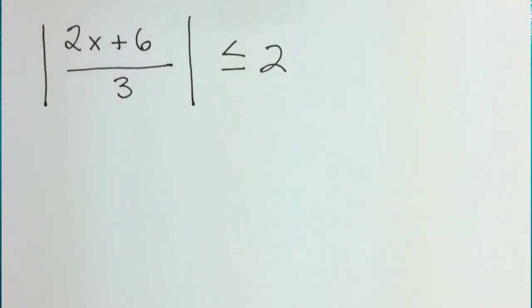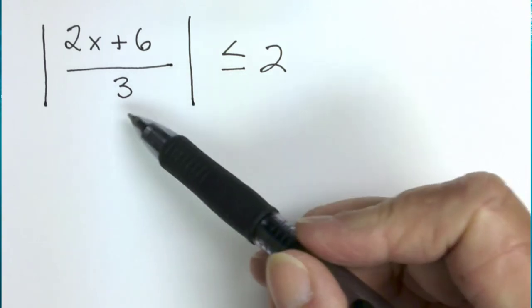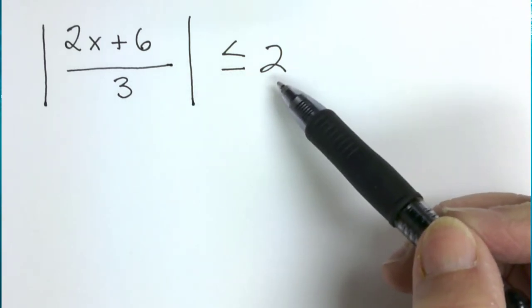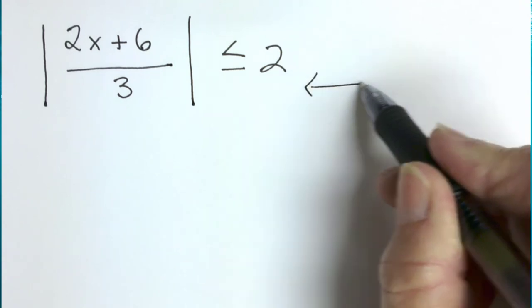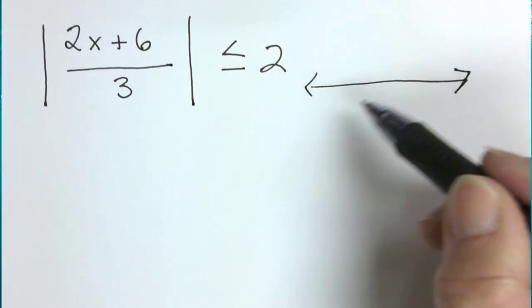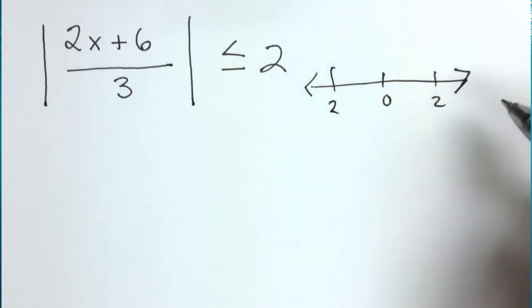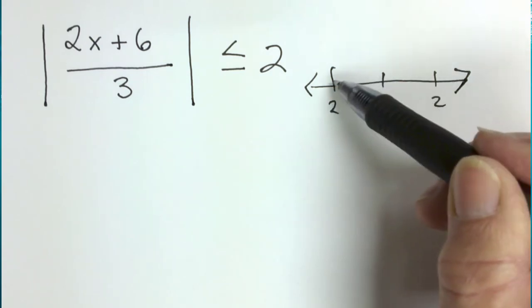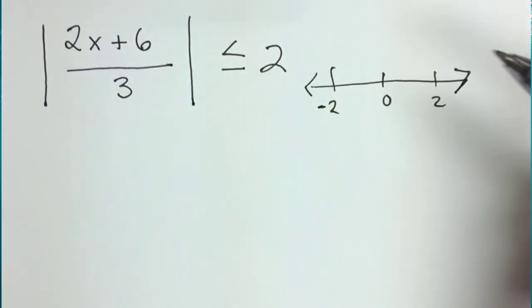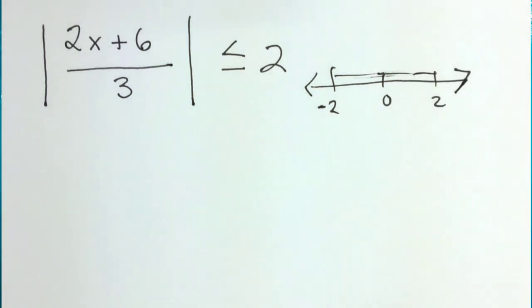This time, our inequality symbol is less than or equal to. So this is less than 2 spaces from 0. So it's going to be in the middle section. If you're just thinking about how to set it up, 0 and 2 and -2, it's less than 2 spaces away. So it's in here or it's in here. That's -2, sorry.